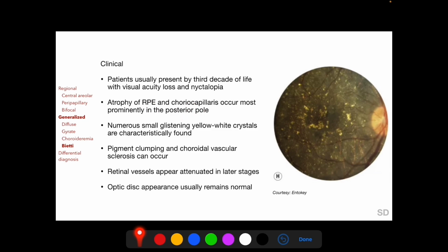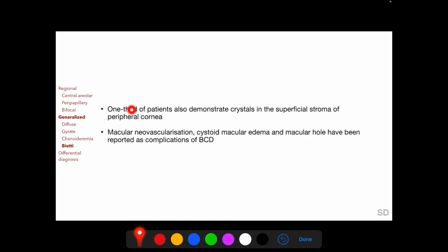In addition, numerous small glistening yellow-white crystals are characteristically found all over the fundus, as seen here in this photograph. One-third of patients with Bietti crystalline dystrophy also demonstrate crystals in the superficial stroma of peripheral cornea.